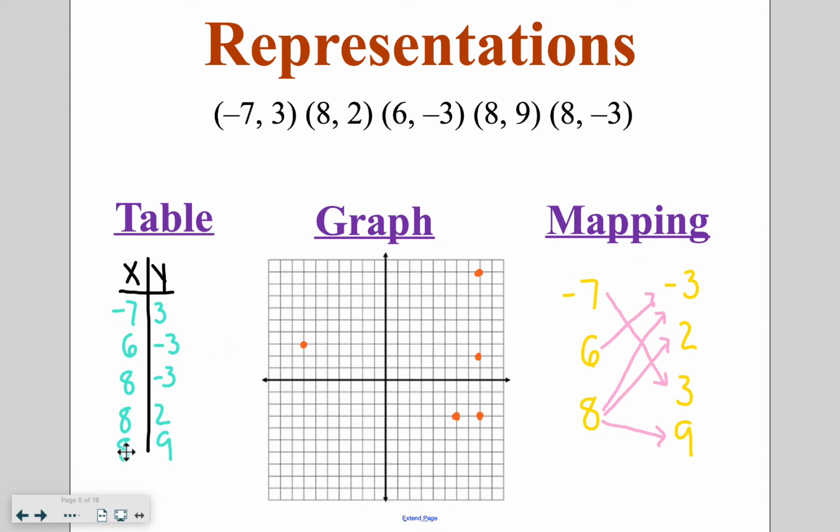So we go least to greatest in our table, we have our graph, and then our map with, in this case, 8 having 3 different outputs that it is going to.